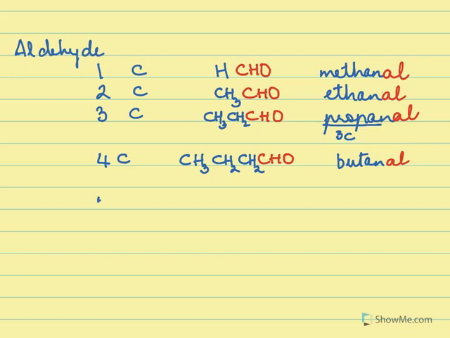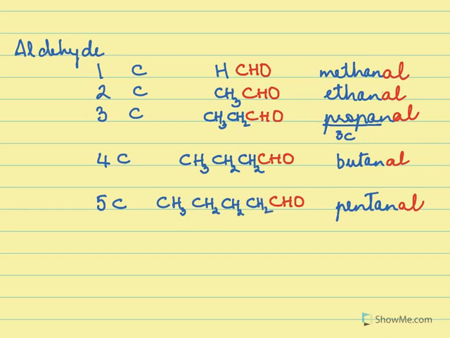Now if you want to write a 5 carbon aldehyde, 5 means pentane. And to make it an aldehyde, remove the E and you put Al: pentanal. So that is CHO. Now you have to give it 5 carbons. 1 is already there, 2, 3, 4, 5. The terminal carbon will have 3 hydrogens, then the middle ones will have 2. This is pentanal.